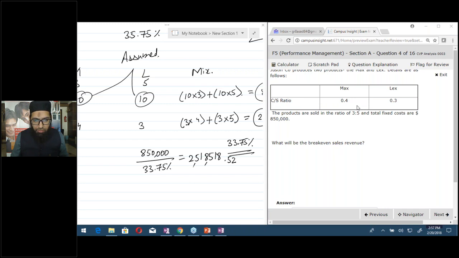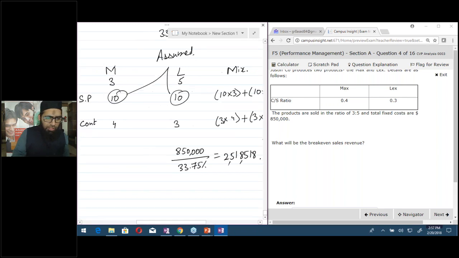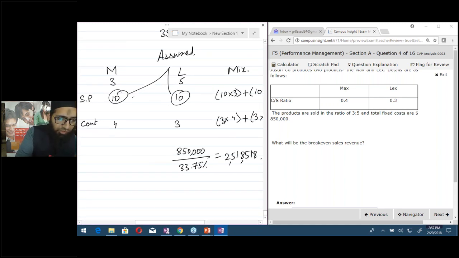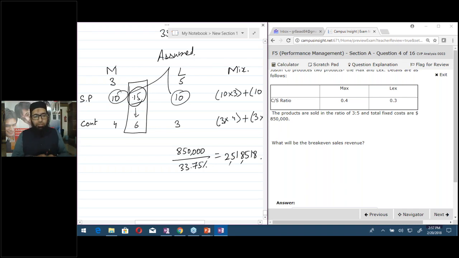And Asad, we can also use 15 or 20. So if we use 15 over here, suppose for M, the CS ratio is 0.4. So I have to multiply 15 with 0.4 to get the answer of contribution per unit. So it will be 6 in this case. So you can use any value, any selling price. It will not matter. I used it for my own simplicity. Otherwise, I could have used 15, 20, any selling price. It will not matter.